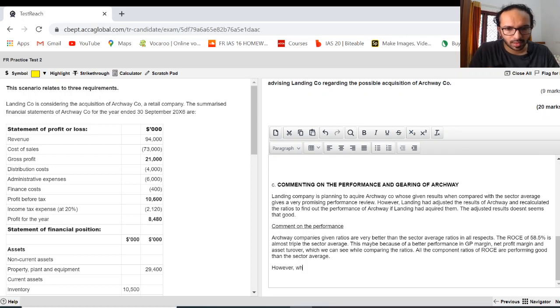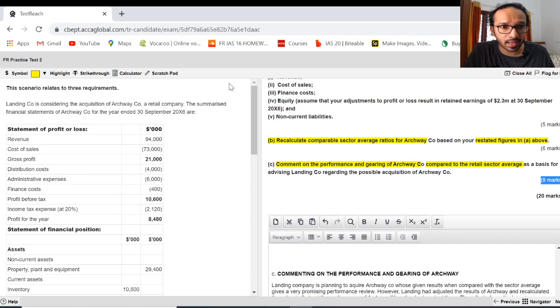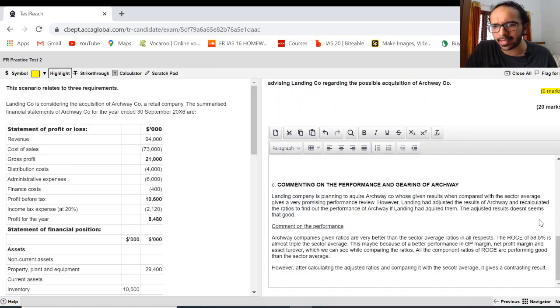However, after calculating the adjusted ratios and comparing them with the sector average, it gives a contrasting result. And always remember, this question is for 9 marks, so don't overwrite. It all depends upon the time. I'm just trying to make this answer perfect, but in the exam, don't overwrite. Write by looking at the time and marks.